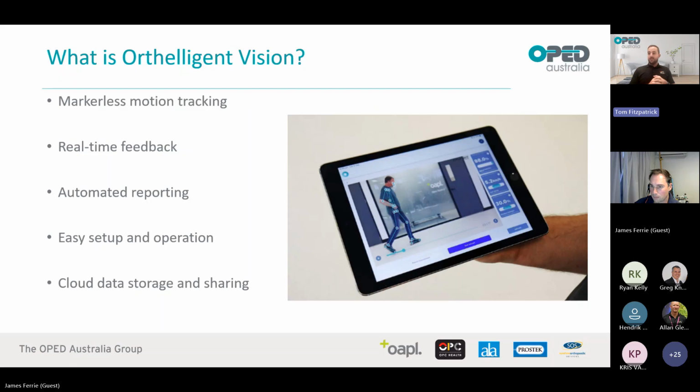Provides real-time feedback. So one of the core features of Orthelligent Vision is its ability to analyze movement patterns and deliver almost immediate real-time feedback to both clinicians and patients. This response allows for on-the-spot correction of prescription or treatment pathways, enhancing the effectiveness of rehabilitation or performance assessments.